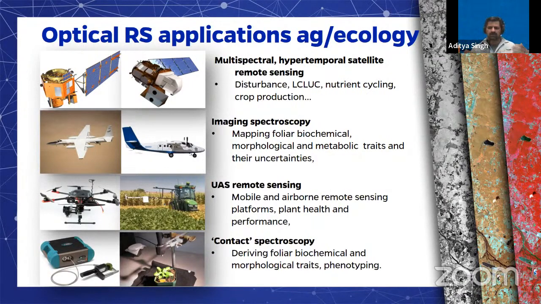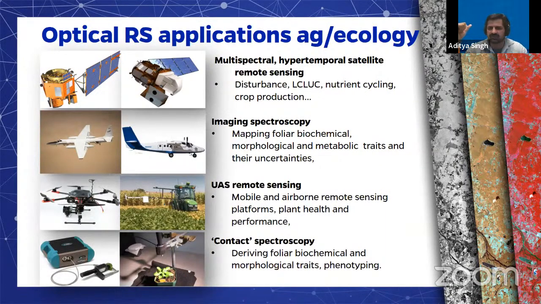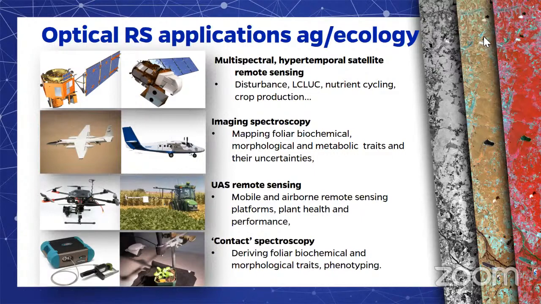So my work scales from individual plants to entire landscapes. If you look at how high you're flying, you're looking at a 250 to 700 kilometer satellite. Satellite remote sensing is one of the most widely used remote sensing techniques, out there for decades now. We can do a bunch of different things: disturbance, land use, land cover change, nutrient cycling, crop production.